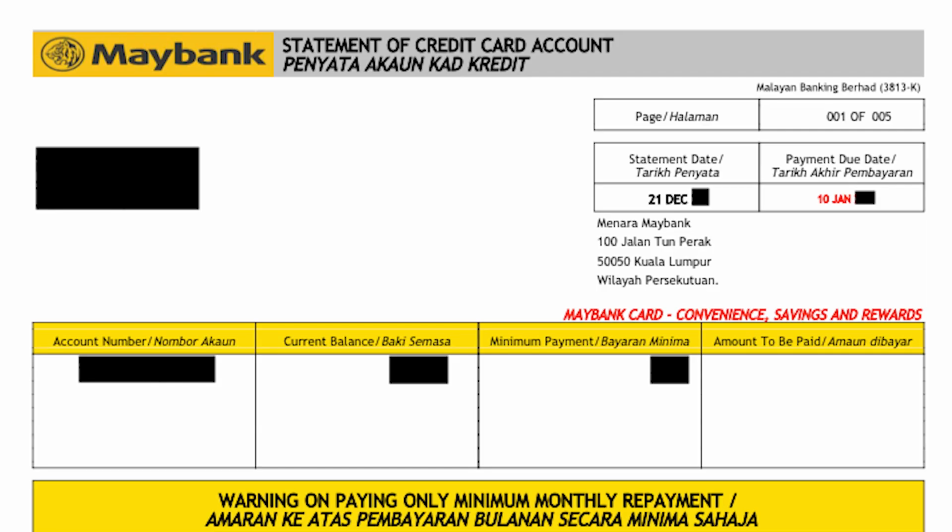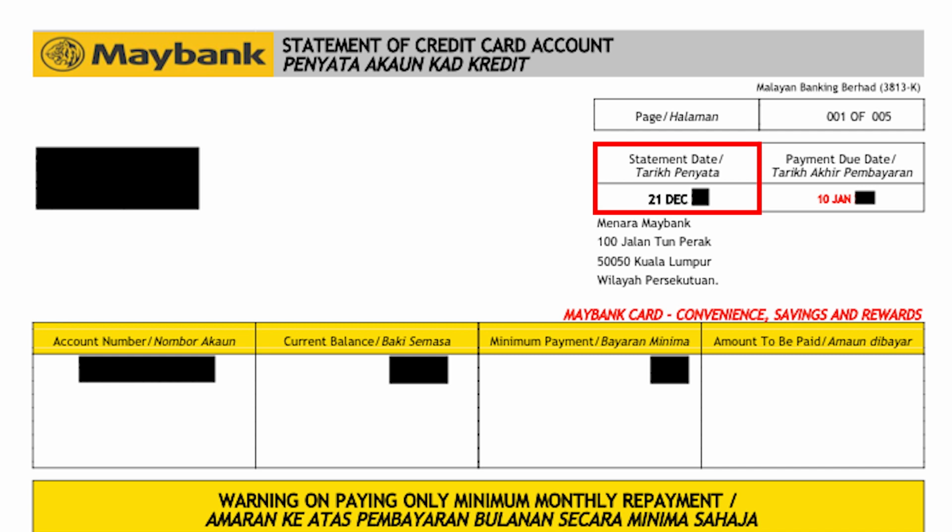So here in this credit card statement, on the top right here we have the statement date or tarikh penyata. And then next to it we have the payment due date or tarikh akhir pembayaran. So for this credit card, the statement date is on the 21st of December. So let's say 21st December 2022.